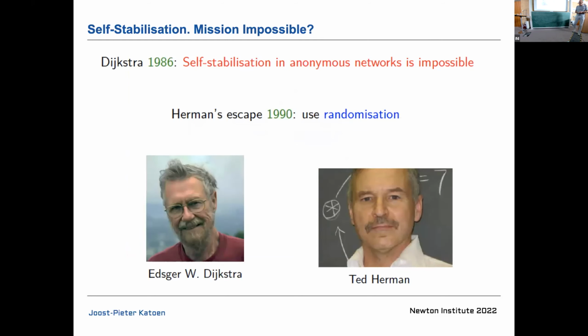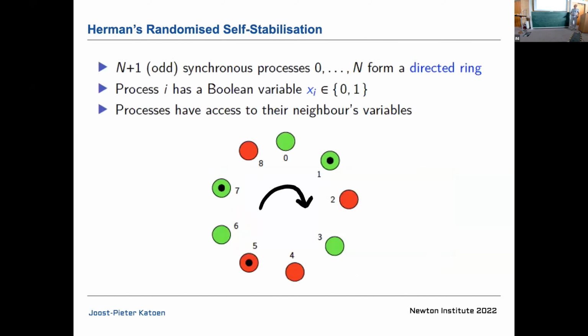Self-stabilization has been well studied. Dijkstra has a famous paper in '86 where he says that if you have an anonymous network, that means an algorithm that cannot use the identity of your processes, then self-stabilization is impossible by a deterministic algorithm. And then Ted Herman said, I can solve this problem for you, Dijkstra. I'm going to use randomization. Let's have a look at how he solved this. It's actually a very nice algorithm.